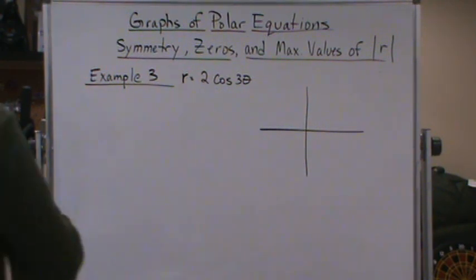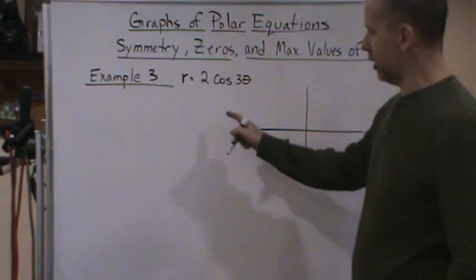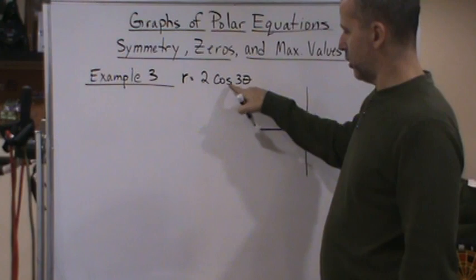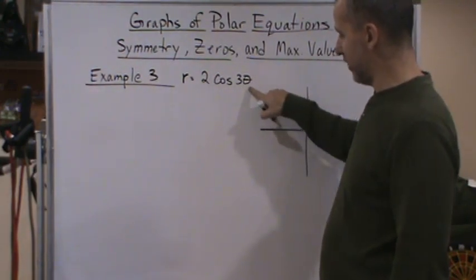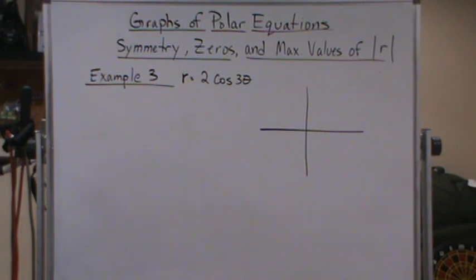All right, here we go. Let's do another example where we're going to sketch the curve r = 2 cosine 3 theta. Okay, so now let's look at how we do this.